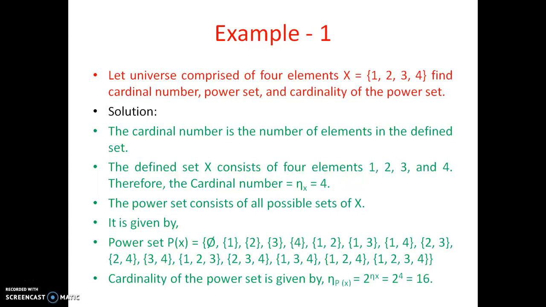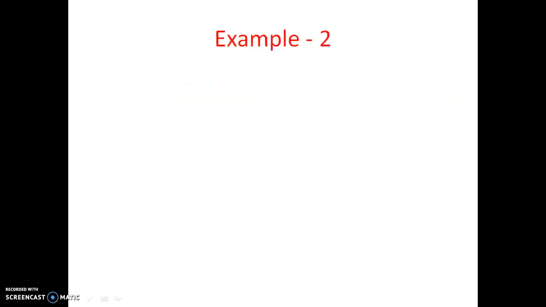So that's why the cardinality of the power set means the number of elements in the power set. The number of elements in the power set is 2 power 4, which is equal to 16 in this case. So this is the best example for identifying the cardinal number, power set, and cardinality of the power set. I have taken one more example.